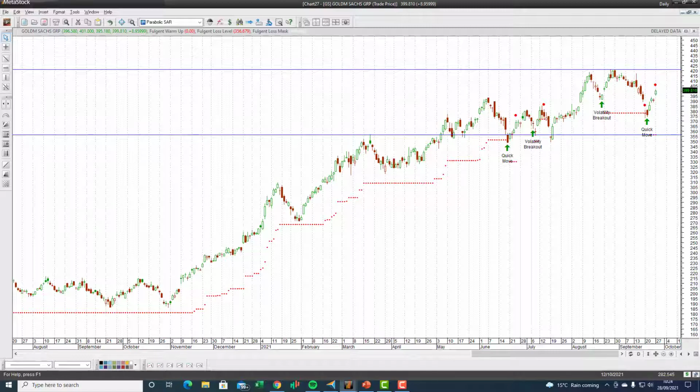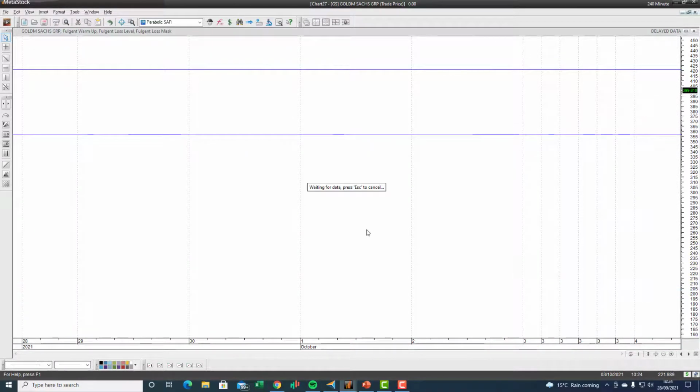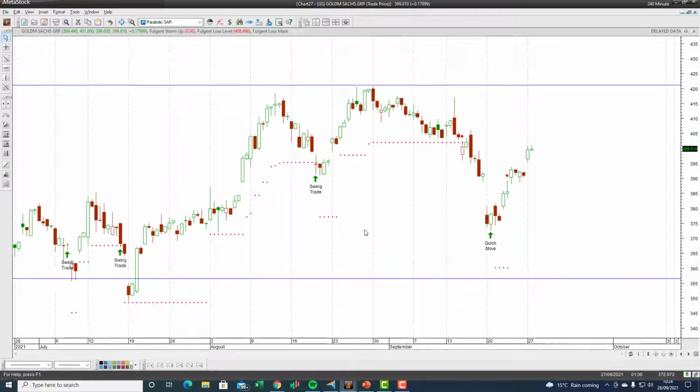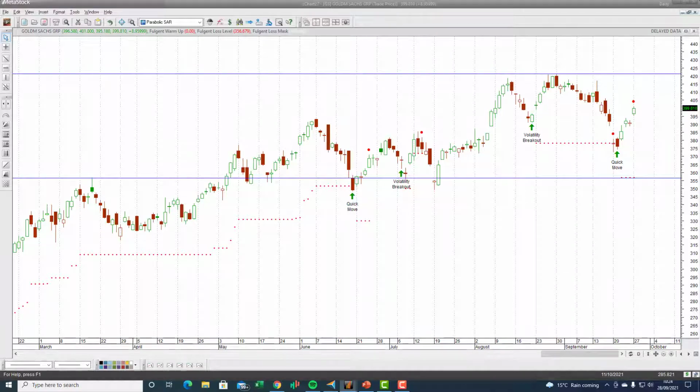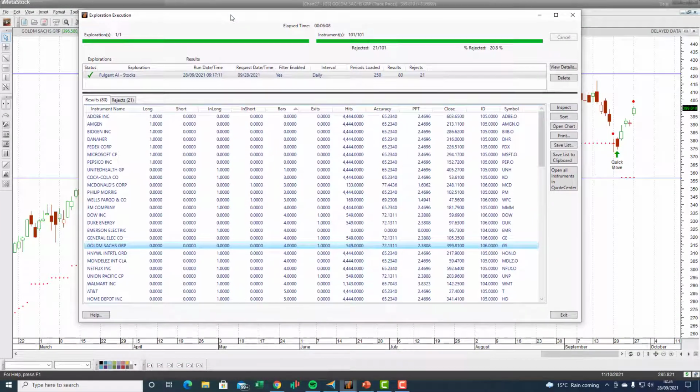Okay, let's take a look at the 4-hour chart, see if there's anything interesting there. Quick move to the upside, swing trade there, quick move. So you see absolutely fantastic trading statistics using the AI on Goldman Sachs, for example. And that's the list, sorted by most recent trades to older ones.